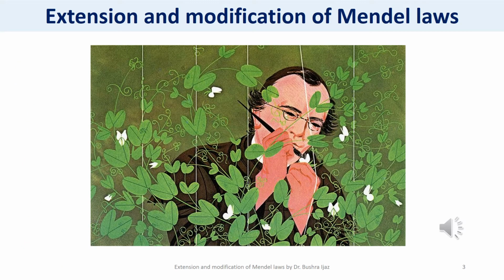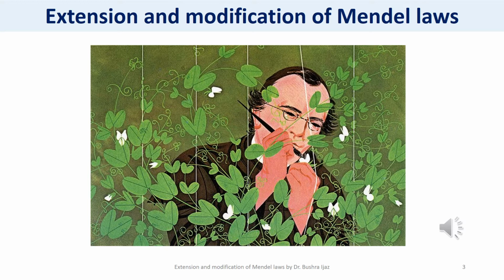The extension and modification of Mendel's laws. We discussed the fundamental principle of transmission of genetics, and we saw that genes are present on homologous chromosomes and that these chromosomes segregate from each other and assort independently from other segregating chromosomes during gamete formation. Now, these two postulates are the basic principles of gene transmission from the parents to the offspring.